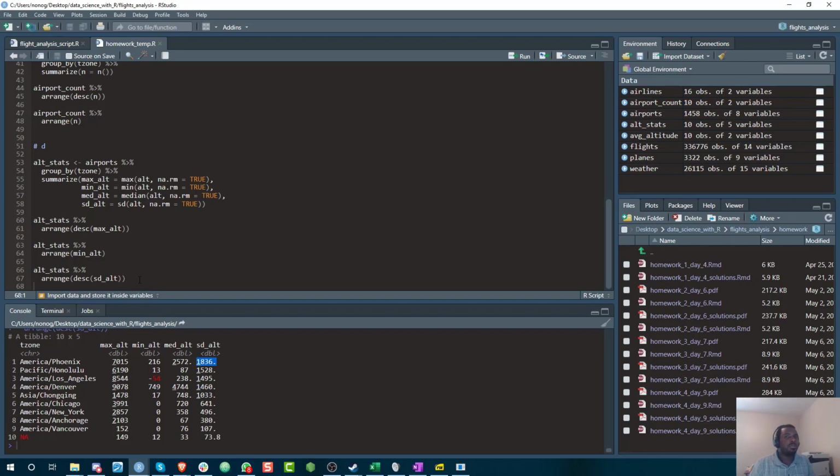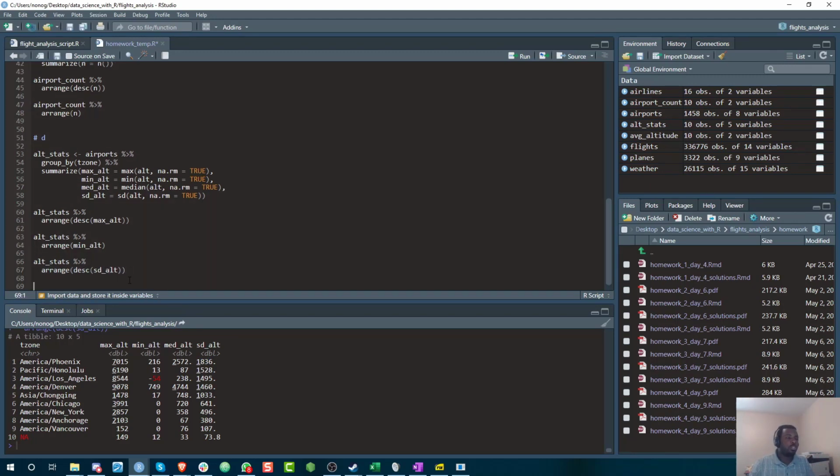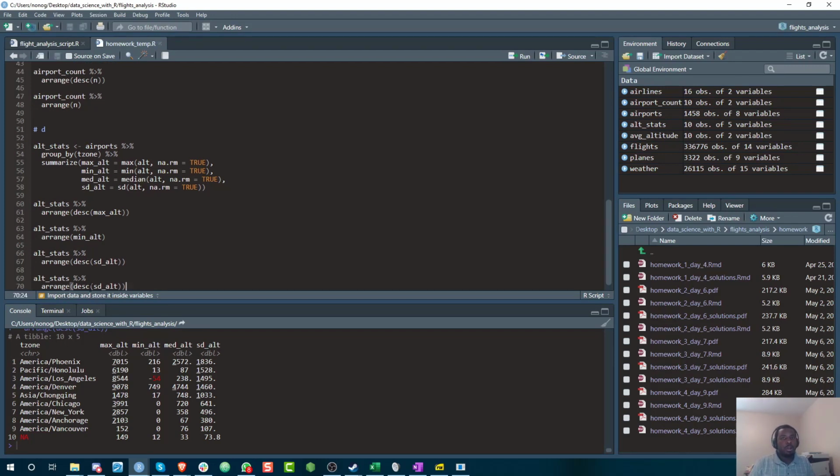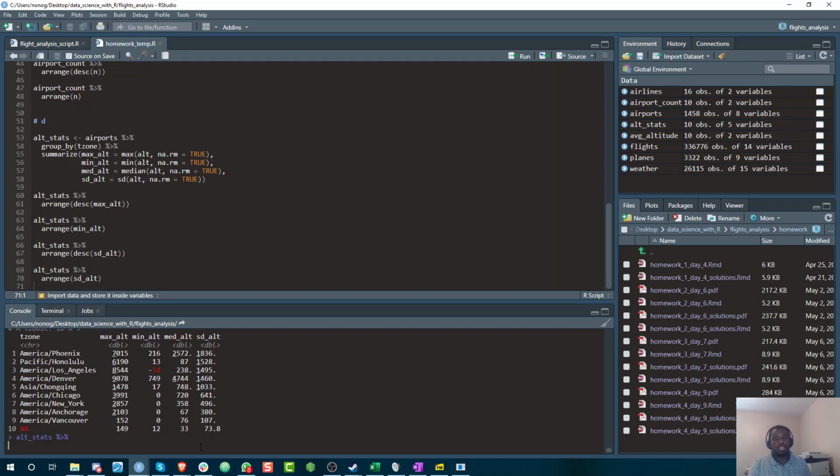That's pretty mountainous. And the flattest terrain would mean that there's not too much variation in the altitude. This has the highest variation in altitudes, but the opposite would be that there's not too much variation, which means that basically the terrain is flat. I hope that makes sense to you guys. And that would be, okay, NA, we're not really sure, but that would be Vancouver, with 107 feet as standard deviation from the mean. So that's D for you.